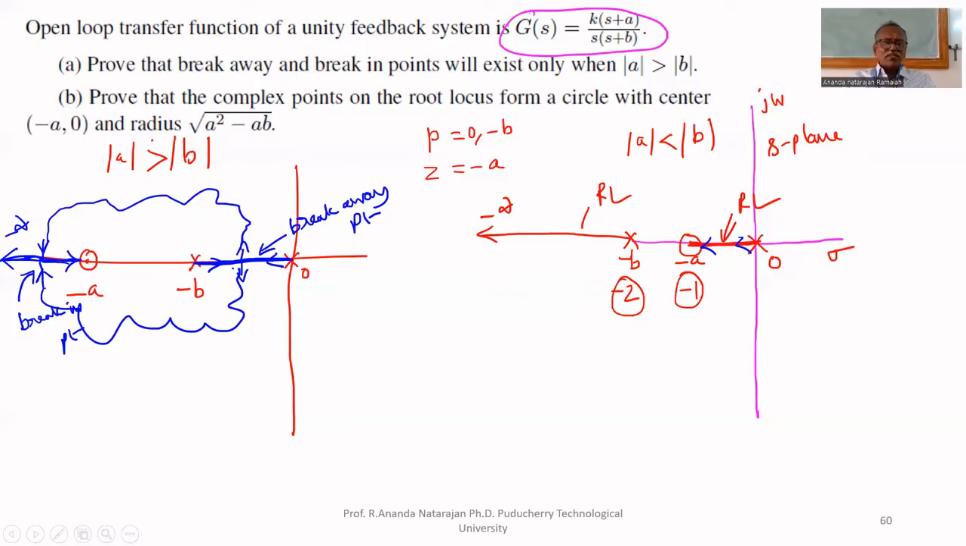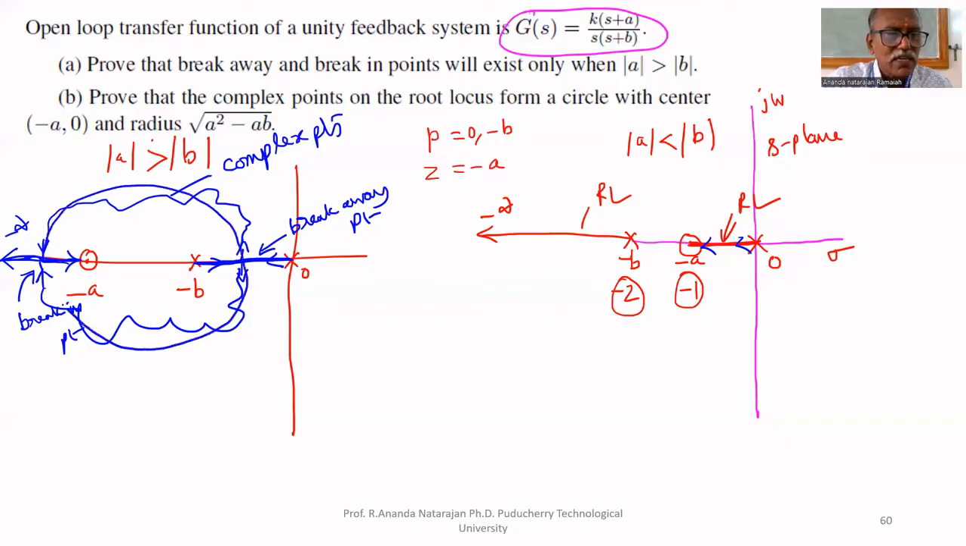But the second part of the question is to prove that the complex points, these are all complex points. If it is not on the real axis, then it is called a complex point. The complex points form a circle. We have to prove that it forms a circle.